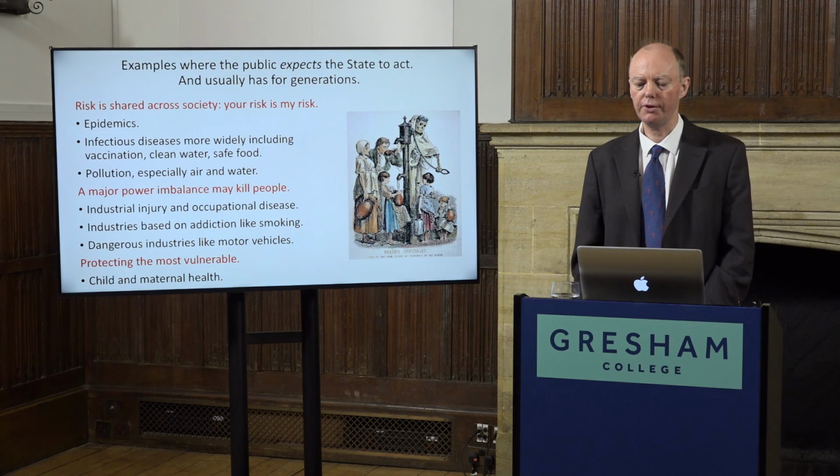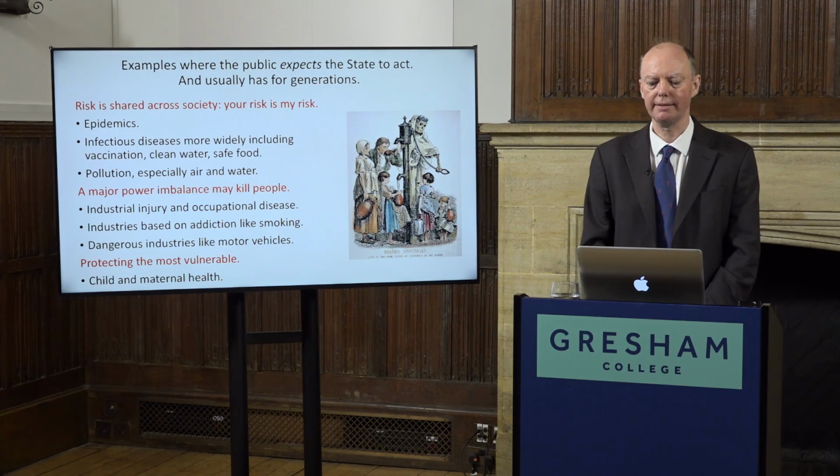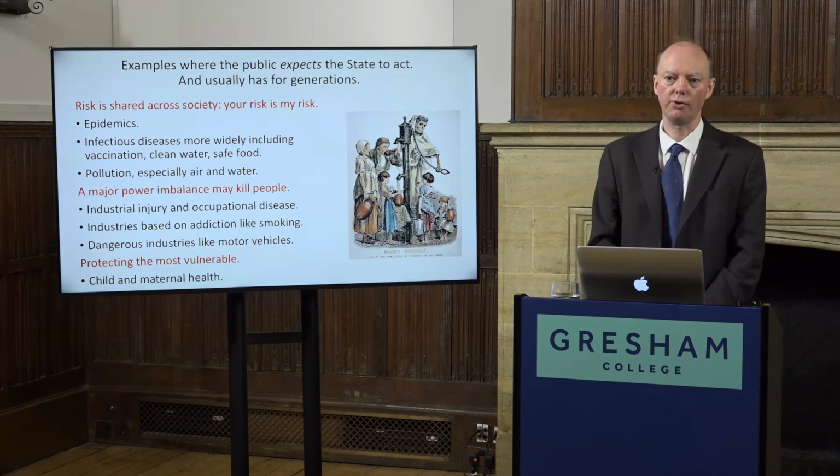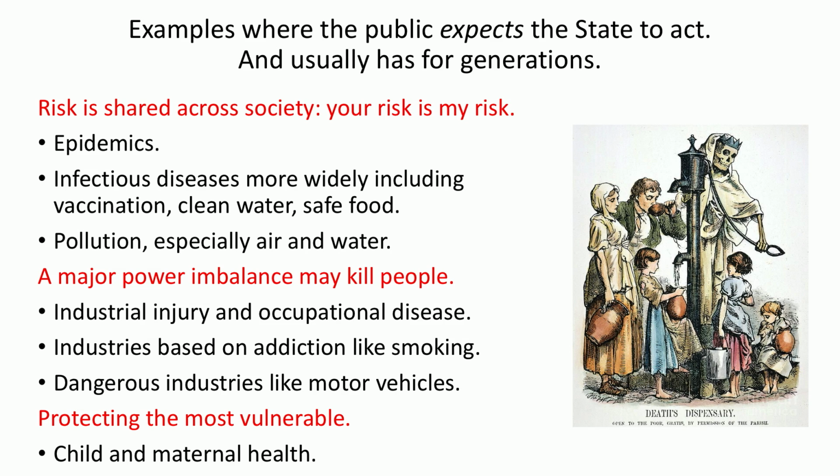And these, broadly, are the three areas where the public expects the state to act, and usually has for generations, centuries, or in some cases, millennia. The first group of things is where the risk to health is shared across society. So if your risk increases, my risk increases, and vice versa. Examples of this are epidemics, where if I catch an infection, it makes it much more likely the next person I meet will catch an infection, so protecting me protects them, and vice versa. Infectious diseases more widely, including vaccination, clean water, safe food, and a variety of other things we'll go through. Pollution, both air and water, because it is very difficult to reduce pollution for me, but not for my neighbour, so this has to be done at scale.